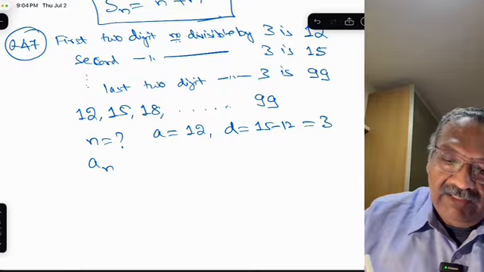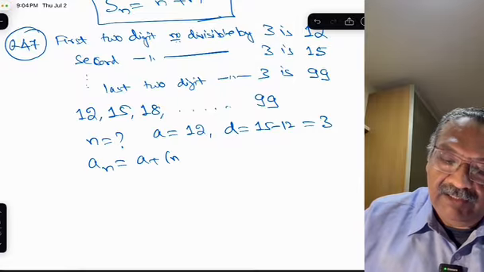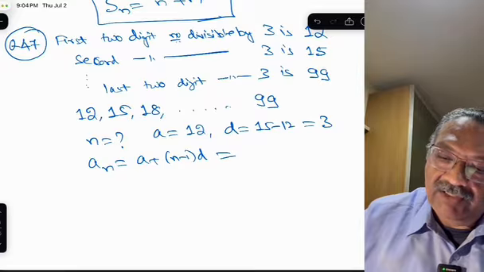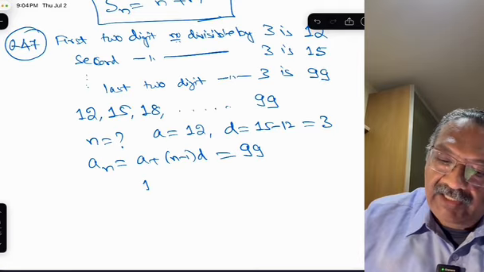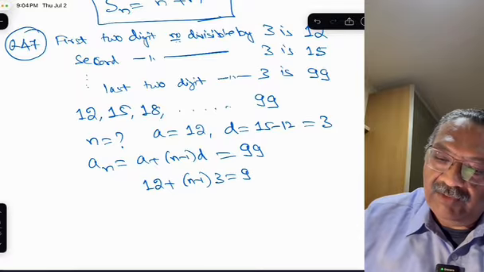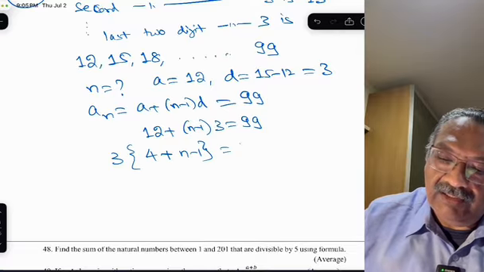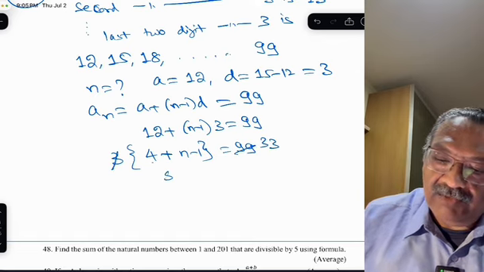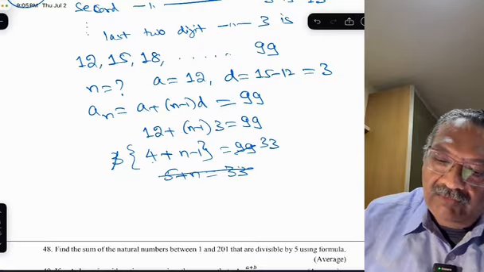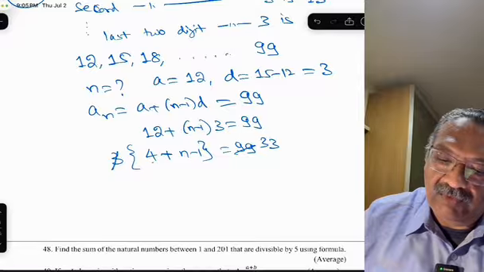So what is the formula for An? An is equal to a plus n minus 1 d, which is equal to 99. A is 12 plus n minus 1 d is 3, which is equal to 99. Here I will take out 3 common. Taking 3 common, 4 plus n minus 1 is equal to 99 divided by 3, which is 33. Sorry, 4 minus 1 here. 4 minus 1 is 3. So 3 plus n is 33.